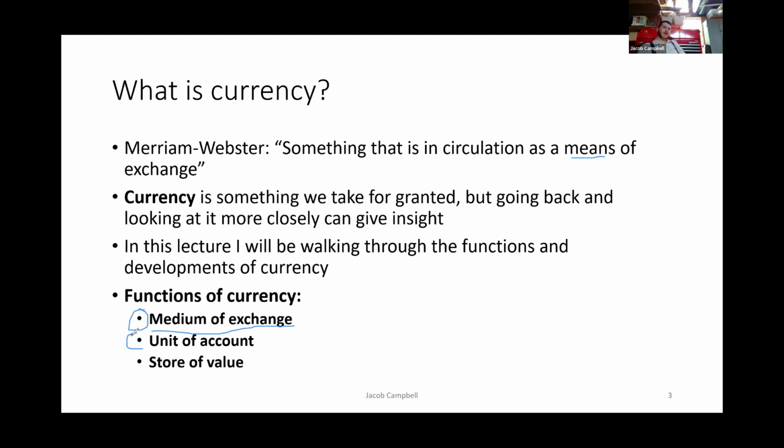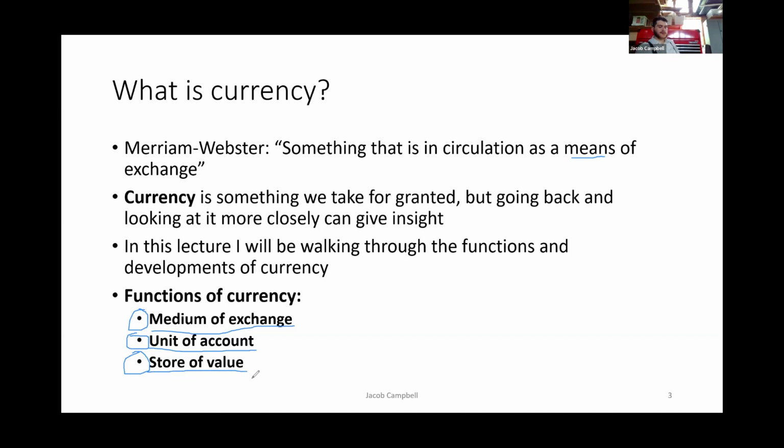Function number two, currency is a unit of account. Not only is it a means of exchange, but it's also a way of measuring value, of comparing different goods to each other. And moreover, it's a common unit of account as well, a sort of common language that people can speak to one another in commerce. And function number three, currency is a store of value.